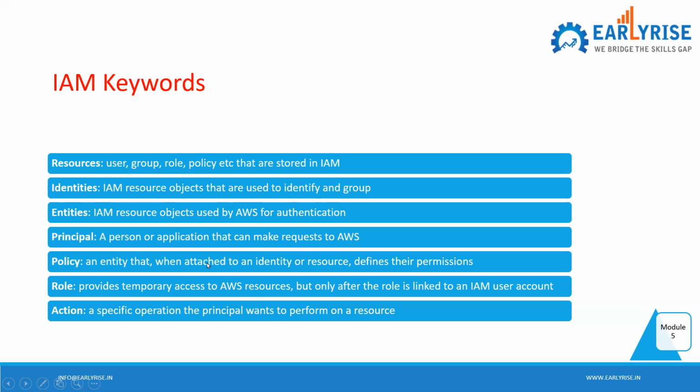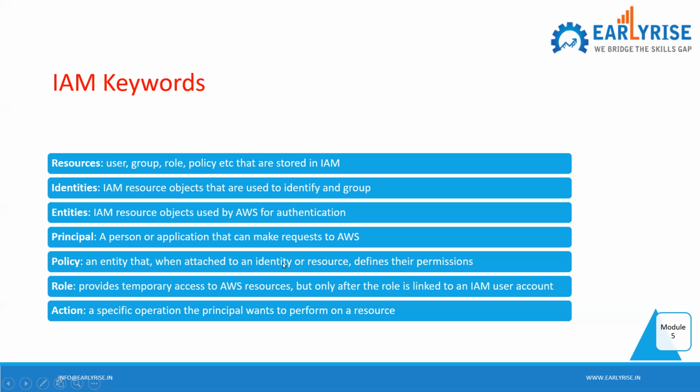Now policy, as we were discussing, policy means permission. A policy is an entity that, when attached to an identity or resource, defines their permission. An entity means any kind of object. So we will be attaching the policy to an identity. IAM resource objects are used to identify and group, right? So here it is a similar thing: an entity that when attached to an identity or resource. So it can be attached to an identity or a resource.